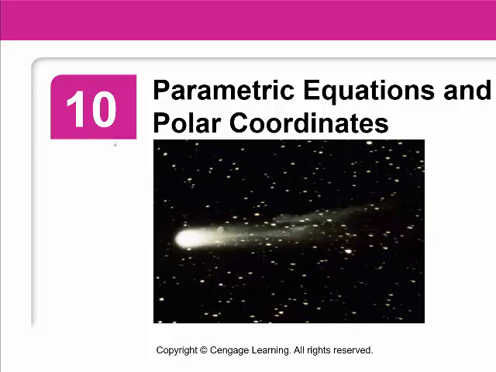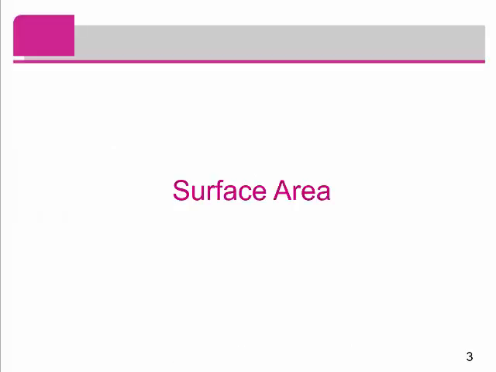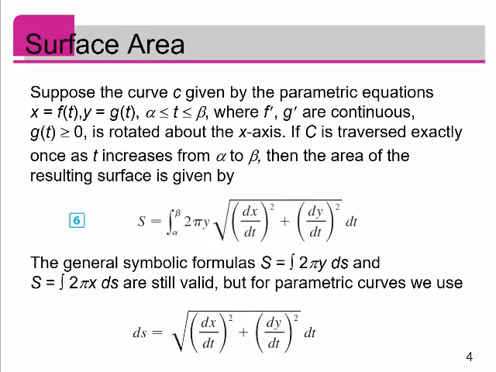Hi class, we continue our study in chapter 10, moving into section 10.2 for our last topic in this section, which will be about surface areas. Suppose the curve C is given by the parametric equations x is a function of t, y is also a function of t, and t varies from alpha to beta, where f prime and g prime are continuous, and g of t is also greater than or equal to 0.